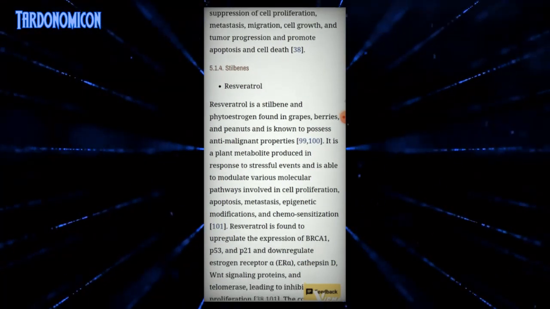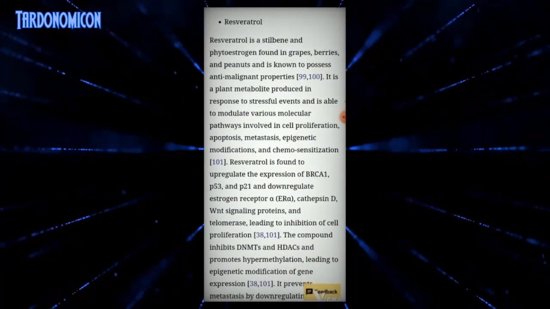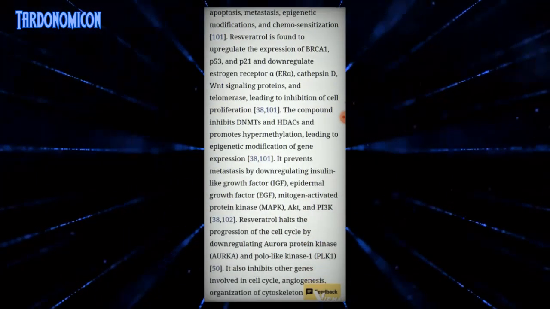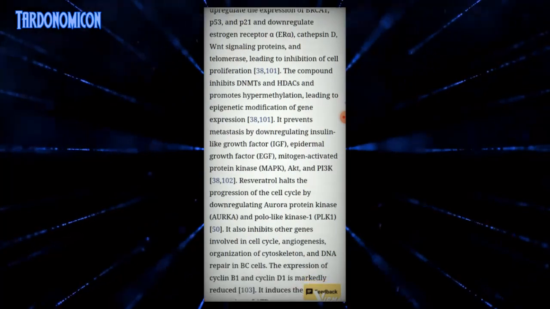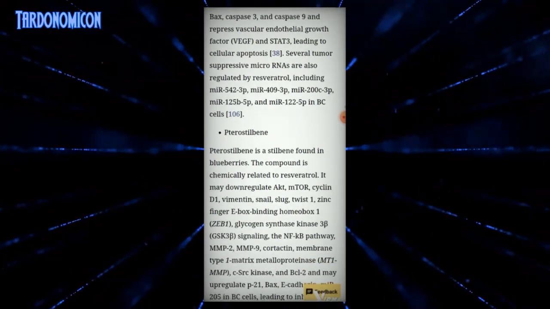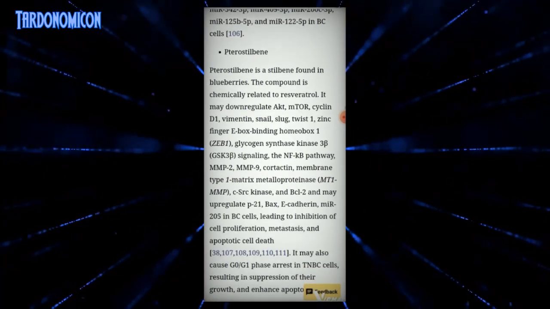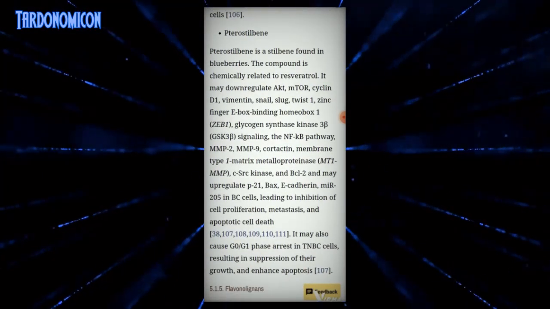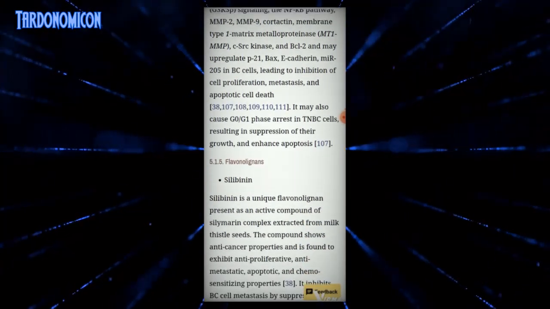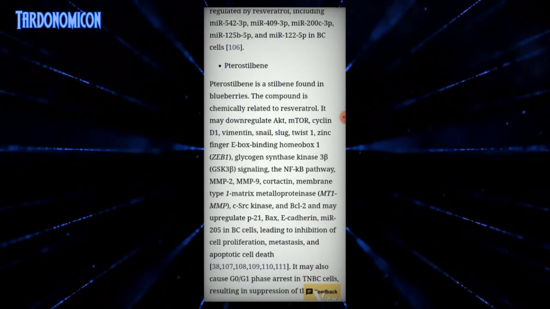Resveratrol is a stilbene and phytoestrogen found in grapes, berries, and peanuts, and is known to possess anti-malignant properties. Again, a powerful geroprotector. So it downregulates insulin-like growth factor. Pterostilbene. Pterostilbene is a stilbene found in blueberries. The compound is chemically related to resveratrol. It may downregulate mTOR. Now that's also a very powerful geroprotector and more bioavailable than resveratrol.